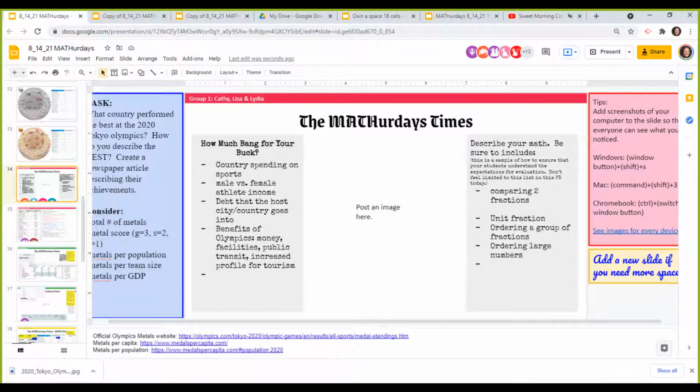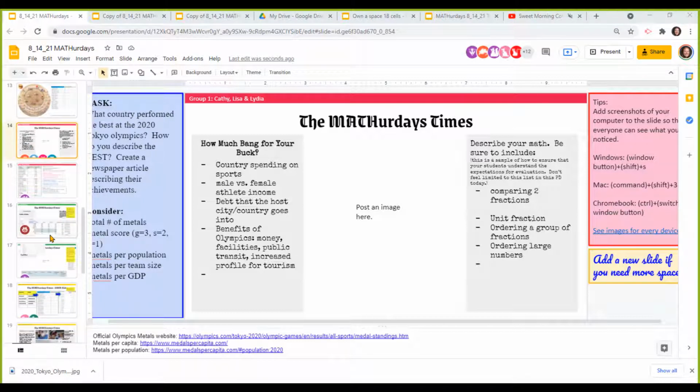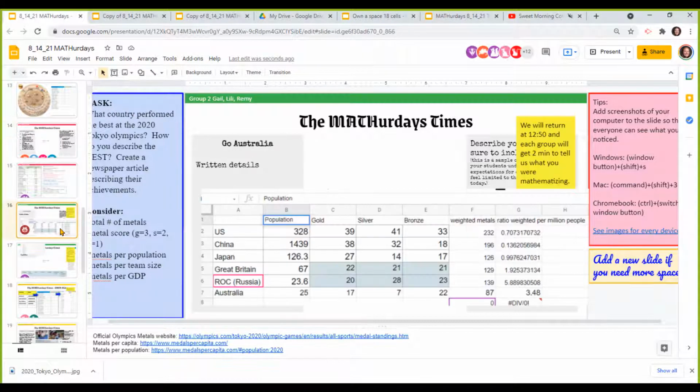And I saw something online that said it's been suggested to settle on one location for the Olympics, but the Olympic Committee lacks the power of choosing where it's going to be each year. But lots of good discussion. Ooh, and a lot of mathematizing that could happen with the money in there as well. Thank you, Group 1, for sharing with us. Let's head down to Group 2.